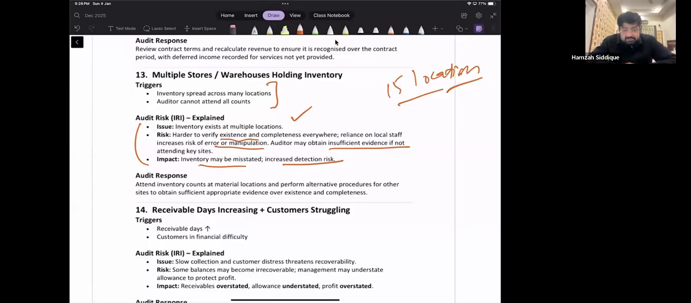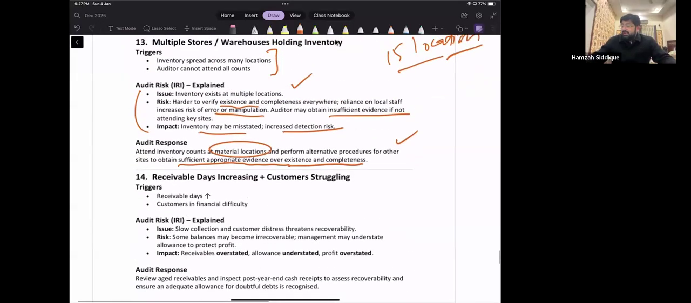So how to deal with it? Those locations where material balances are there, big amounts, attend inventory counts there, and perform alternative procedures for those sites over existence and completeness. Alternative, that may be invoice checking, record checking, like that. Now, so addressing it, the auditor may not be able to attend.